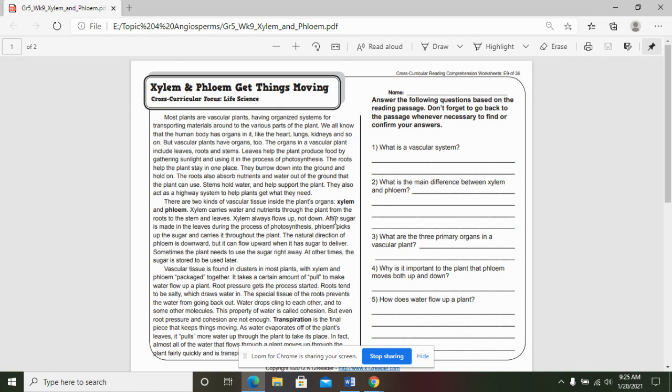There are 2 kinds of vascular tissue inside the plant's organs, xylem and phloem. Xylem carries water and nutrients through the plant from the roots to the stem and the leaves. Xylem always flows up, not down.